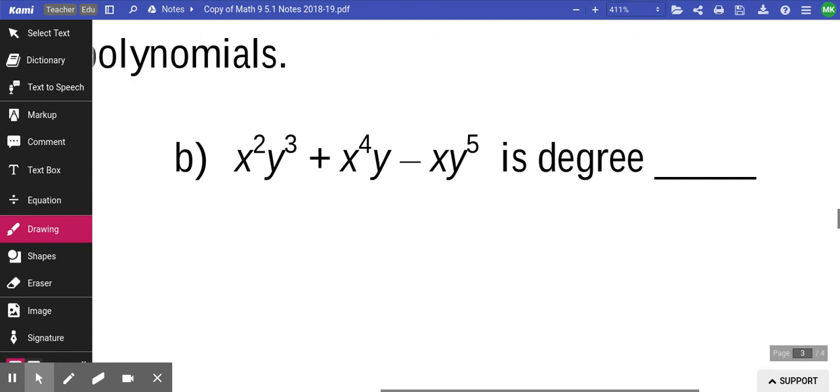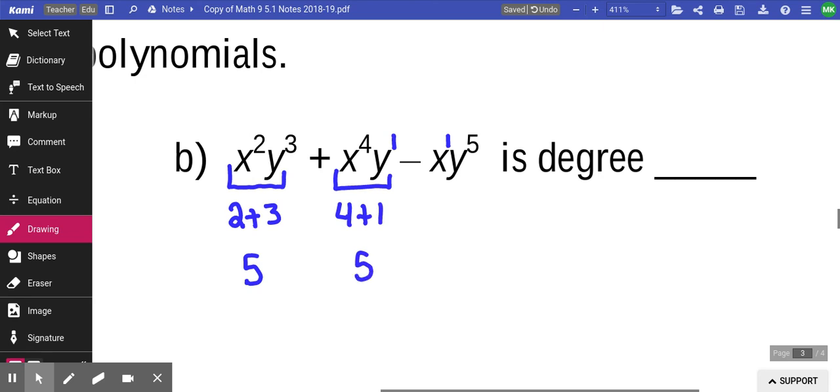Yeah, there's an invisible 1 right there, an invisible 1 right here. And to figure out degree, you're adding the exponents for each term. So this first term is degree 5. This second term is also degree 5. And the third term is degree 6. That means this polynomial has a degree of 6. You do each term. Pick the highest one.